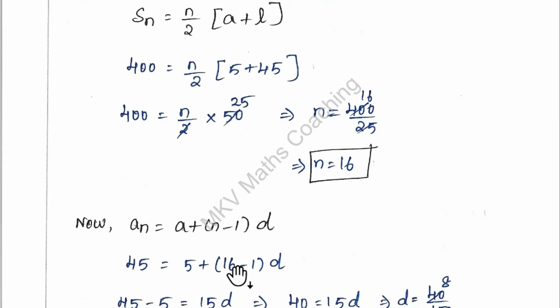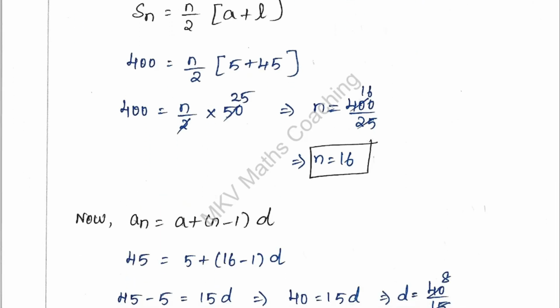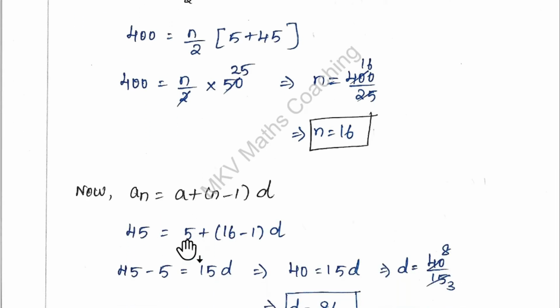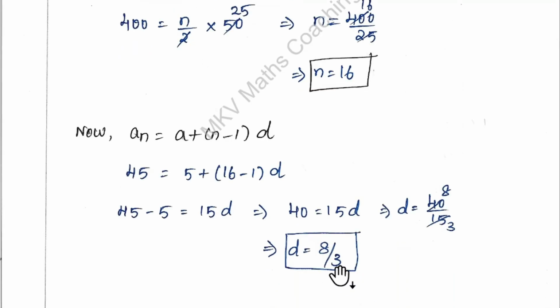An equals a plus n minus 1 into d, or else you can also use Sn equals n by 2 into 2a plus n minus 1 into d. Since you know the Sn value, you can use either the Sn formula or the an formula. That is up to you. I have used this one for easier calculation. So an is 45, a is 5, 16 minus 1 into d, right? So the d value, I'll be getting as 8 by 3.